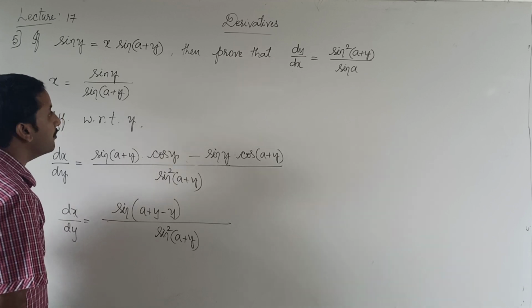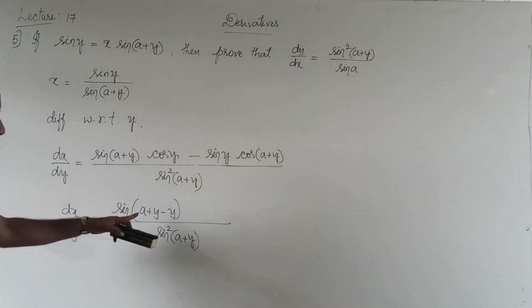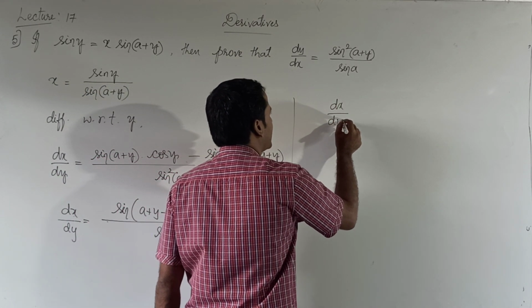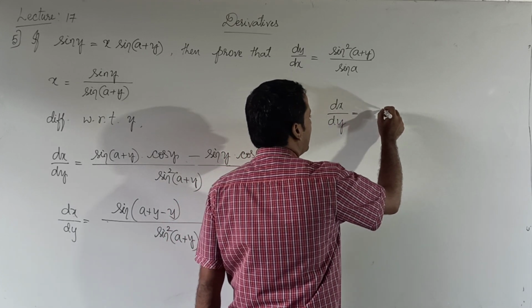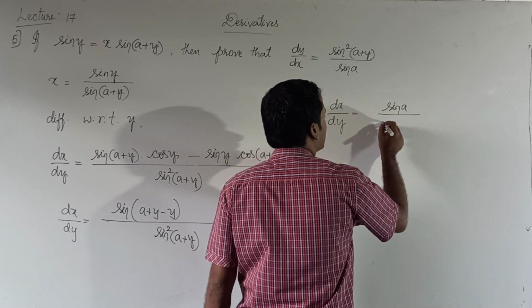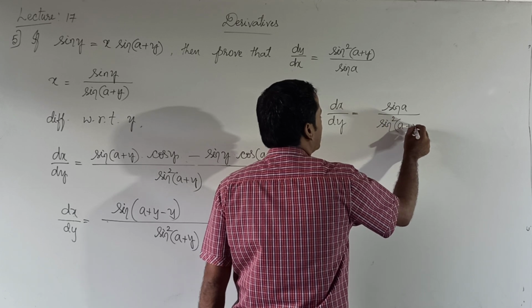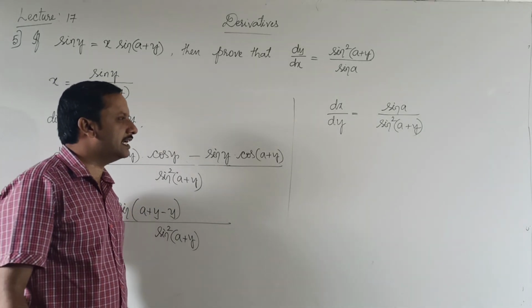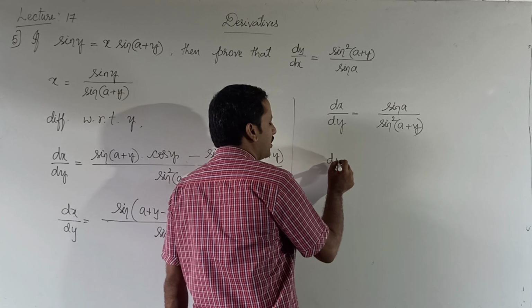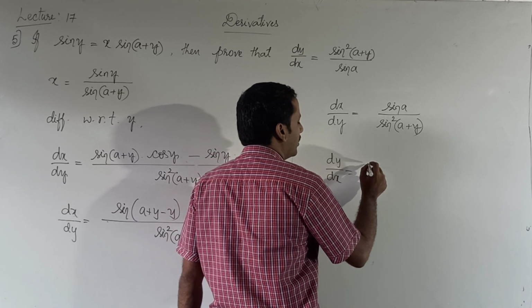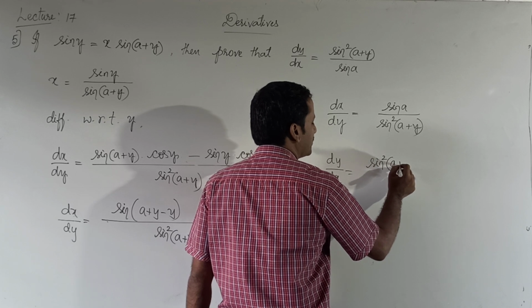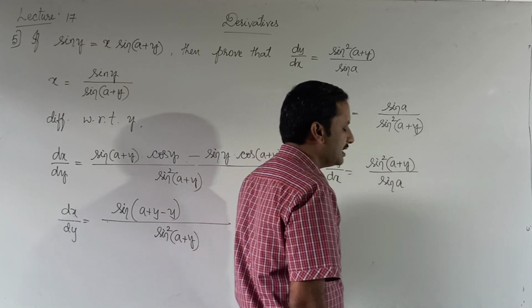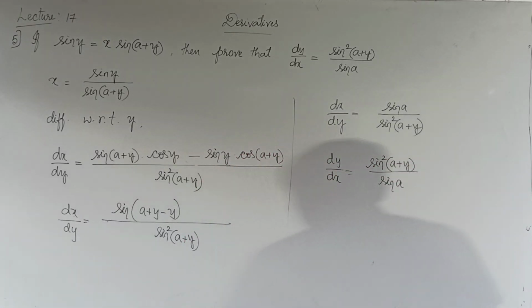So sin a plus y minus y. Okay, so then y gets cancelled. So we will have dx by dy is equal to, numerator will be sin a, denominator is sin square a plus 1. This is dx by dy. We want dy by dx, so we shall take the reciprocal of this. Taking the reciprocal, we get dy by dx is equal to sin square a plus y divided by sin a.